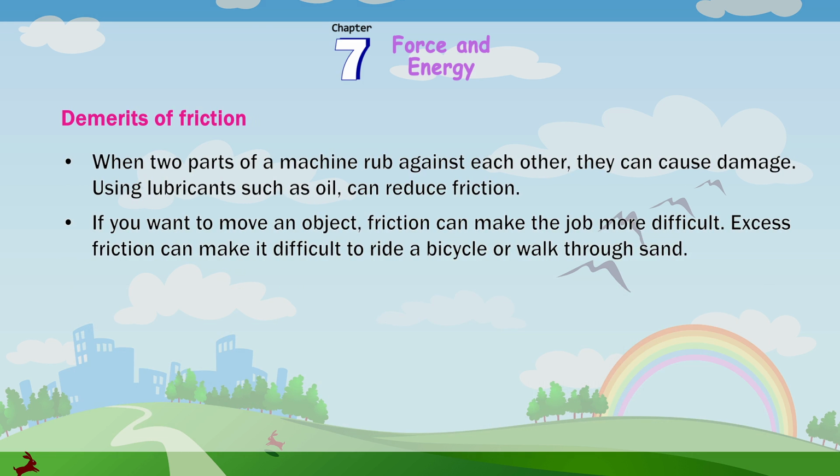Demerits of friction. When two parts of a machine rub against each other, they can cause damage. Using lubricants such as oil can reduce friction. If you want to move an object, friction can make the job more difficult. Excess friction can make it difficult to ride a bicycle or walk through sand.